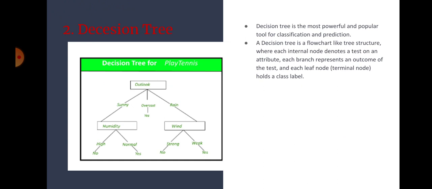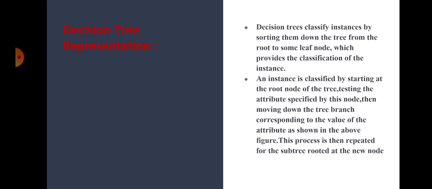So the decision tree, you can see, is structured in a tree format. The decision tree is the most powerful and popular tool for classification. It is a flowchart-like tree structure where each internal node denotes a test on an attribute, each branch represents an outcome of the test, and each leaf node, the terminal node, holds a class label. You can see that Outlook has three categories: sunny, overcast, rain; humidity has high and normal; wind has strong and weak, and so on. This is how we are representing it.